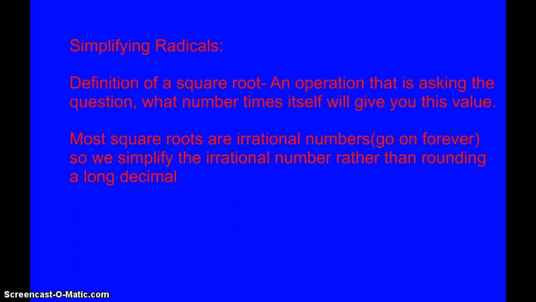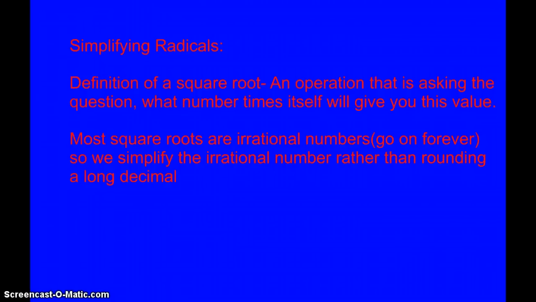But most of our square roots are not going to be rational answers. They're not going to work out to whole numbers. We're going to have things like the square root of 37. And the square root of 37, if you type that into your calculator, is going to give you a big long decimal. And that's only part of the answer because it's actually an irrational number. It'll go on forever. So rather than trying to round this or write out a big long decimal, we're going to simplify radicals. We're going to rewrite them in a simpler form, just like you simplify fractions.